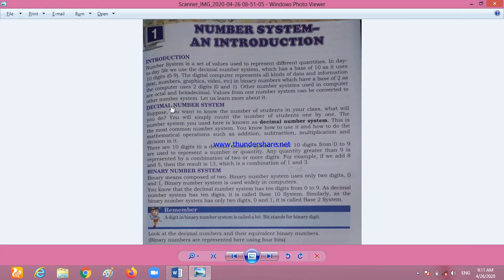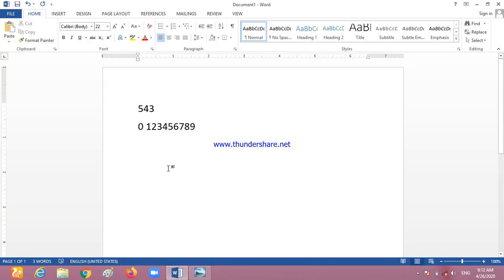So we start the chapter with the decimal number system. Suppose you want to know the number of students in your class. You will simply count the students one by one. If we want to know the number of students in our class, what do we do? We just count the students one by one. This is known as the decimal number system. There are 10 digits in a decimal number system, from 0 to 9. As I already said, we are using only 10 digits in our numbers, 0 to 9.